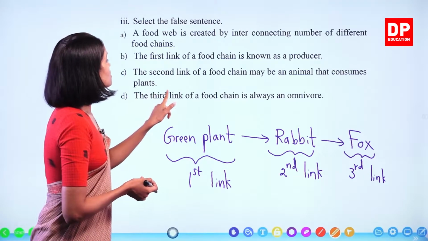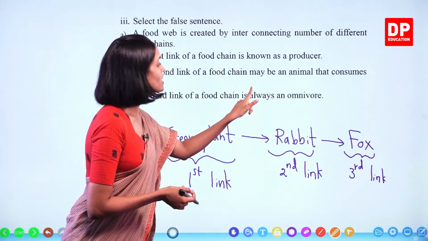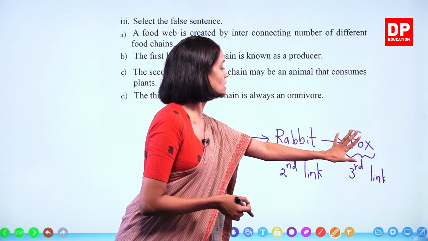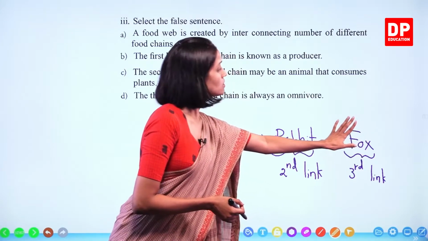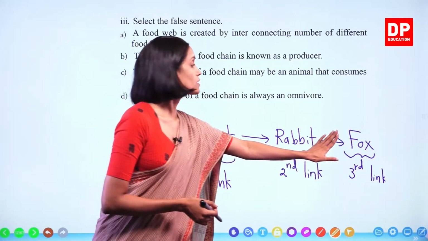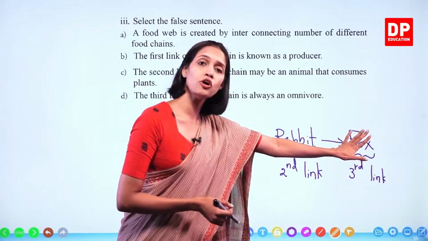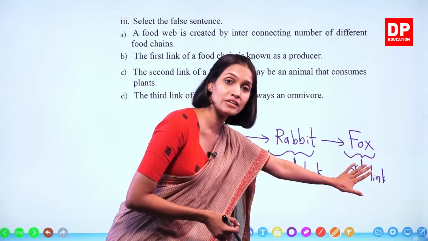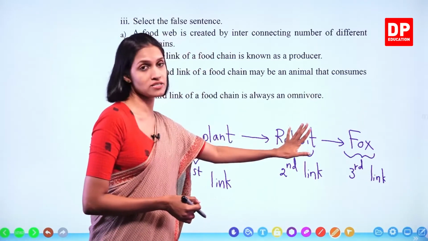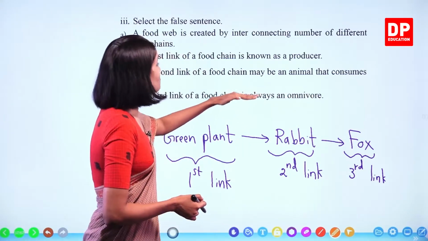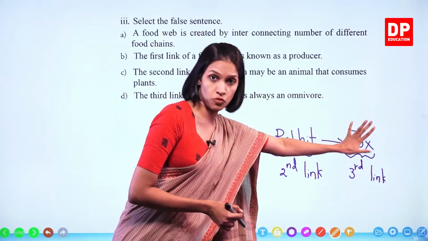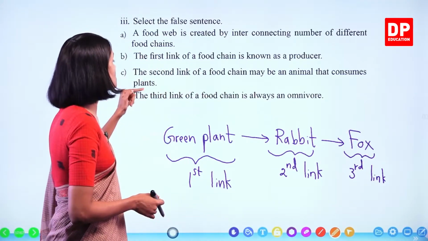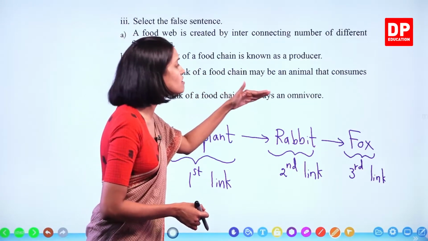The third link of a food chain is always an omnivore. The third link. Now here in this case, fox is a carnivore. Right, children? But this can be an omnivore as well, right? Because omnivores consume both meat or the flesh and plant parts. Therefore, it's always an omnivore is wrong. Most of the time this becomes a carnivore. Okay, therefore, the third link of a food chain is always an omnivore.